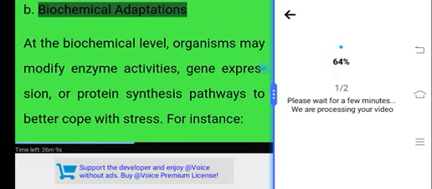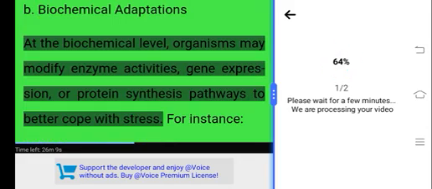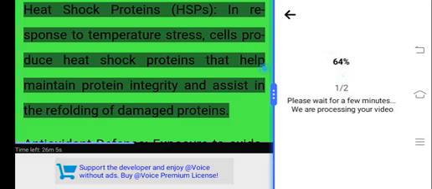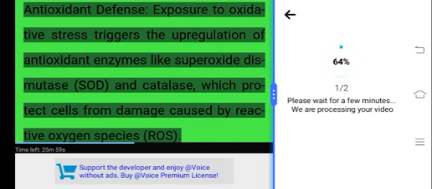B. Biochemical adaptations. At the biochemical level, organisms may modify enzyme activities, gene expression, or protein synthesis pathways to better cope with stress. For instance, heat shock proteins (HSPs). In response to temperature stress, cells produce heat shock proteins that help maintain protein integrity and assist in the refolding of damaged proteins. Antioxidant defense. Exposure to oxidative stress triggers the upregulation of antioxidant enzymes like superoxide dismutase (SOD) and catalase, which protect cells from damage caused by reactive oxygen species.